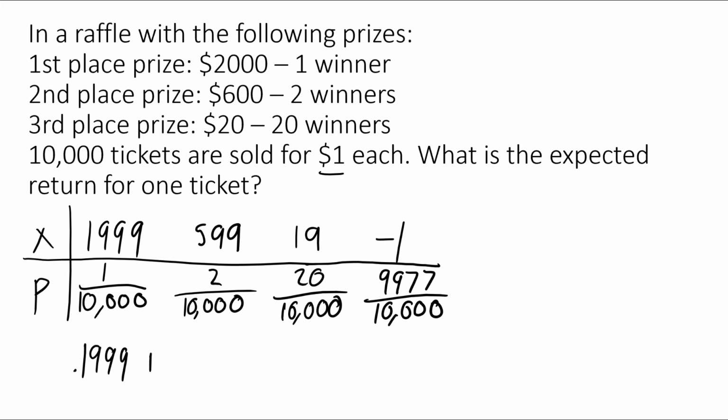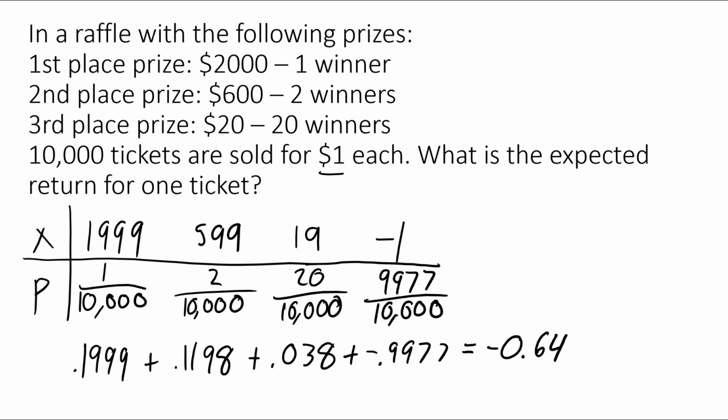0.1999, plus, because again, we're going to find the sum of all the x's times the p's. 599 times 2 over 10,000, that's 0.1198, plus 19 times 20 over 10,000, that's 0.038, plus negative 1 times 9,977 out of 10,000, that's negative 0.9977, and that equals negative 64 cents.